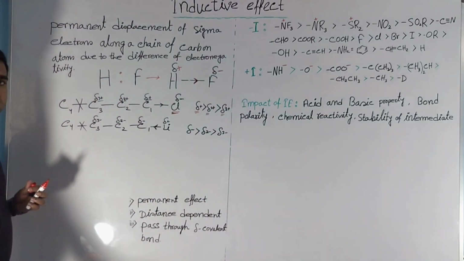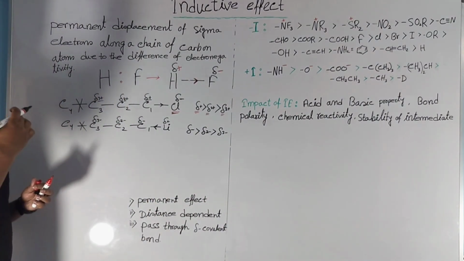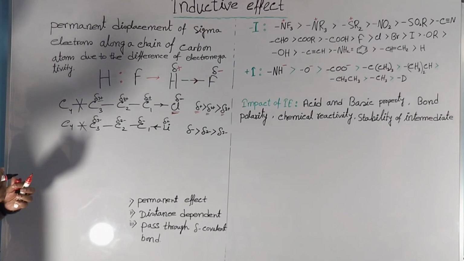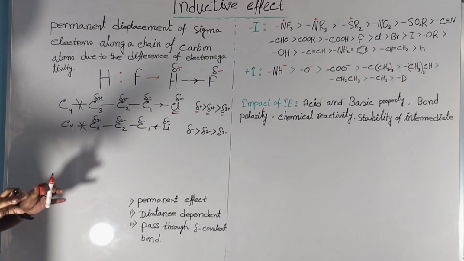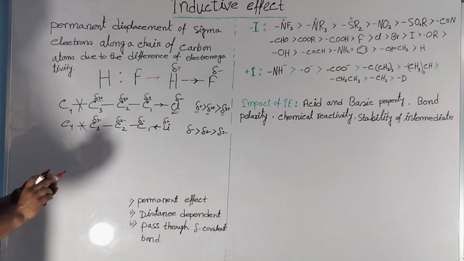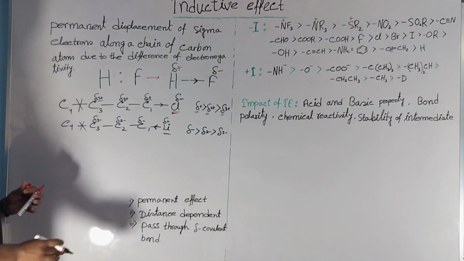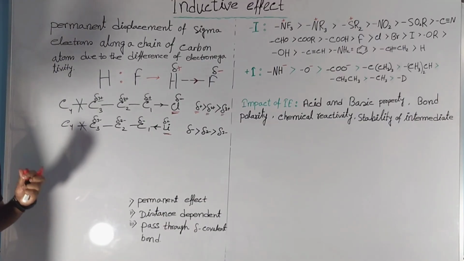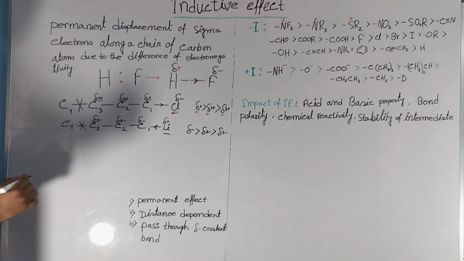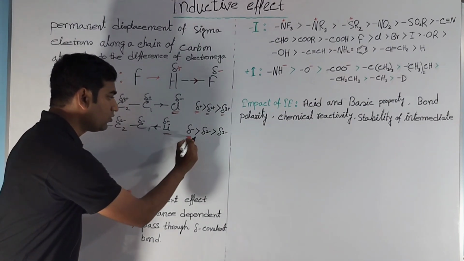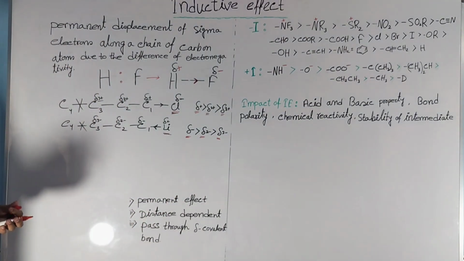Have you got my point? So once the distance increases, the inductive effect decreases, meaning its effect decreases from the reference atom. That's why the first carbon acquires more electrons compared to the second, compared to the third.